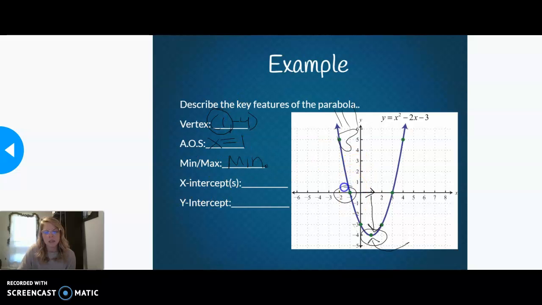The x-intercepts are located at the x values of -1 and 3. So at the points -1, 0 and 3, 0. Our y-intercept would be located at the point 0, -3. Okay, so make sure you get all this down. We're going to practice together now.